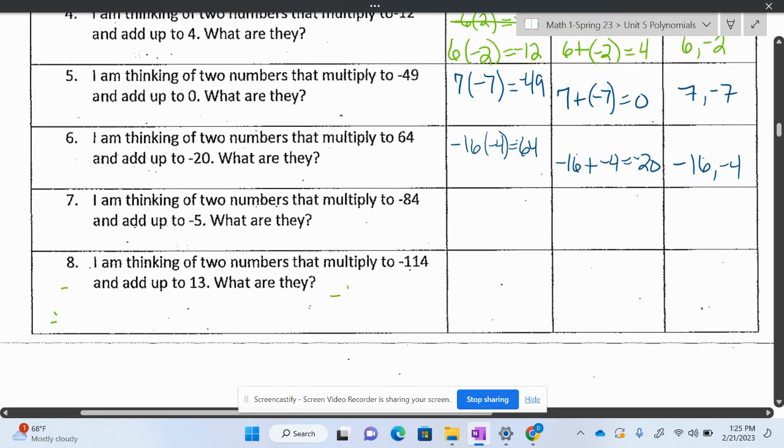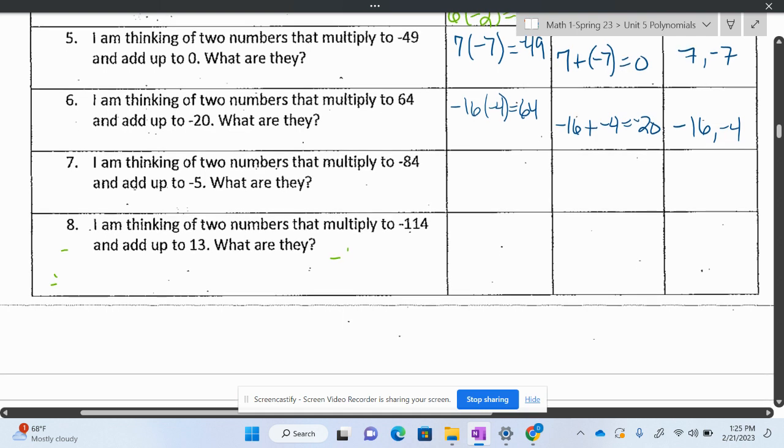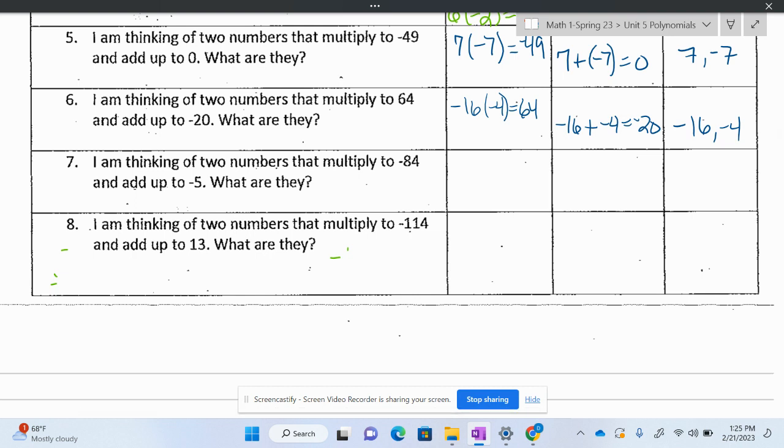Kane, I'm going to call in someone else, okay? I know you get it. Multiply to negative 84. Abby, two numbers that multiply to negative 84, that when I add them, I get a negative 5.